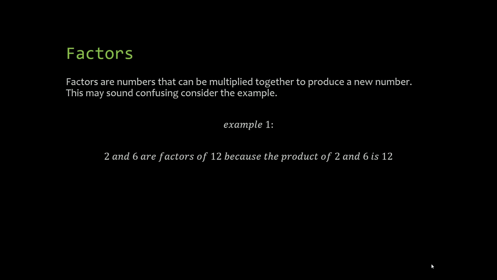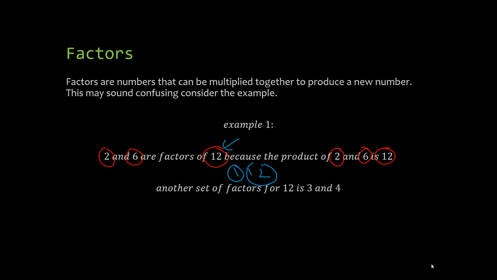The numbers 2 and 6 are factors of the number 12 because the product of 2 and 6 is 12. So this is the reason we call that a factor. Now you may be asking then what happened to the numbers 1 and 12? Yes, number 1 and the number 12 are also factors of the number 12. Another set of factors that you can have is the number 3 and 4.